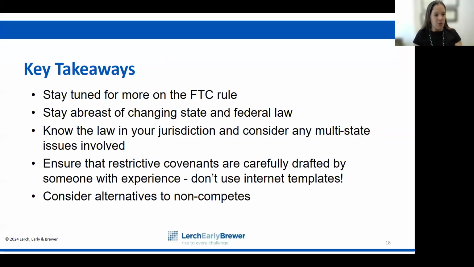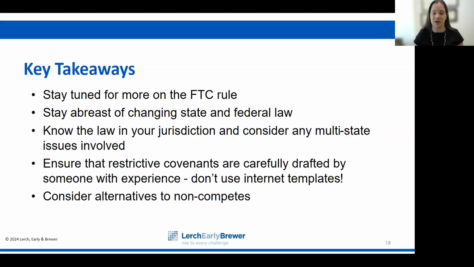So as far as the key takeaways and items we want to be focused on before we move to questions, obviously stay tuned for more on the FTC rules. Stay abreast of both the changing federal law and changing state law, and know the law in the jurisdiction, not only where your business is operating, but where the employee is located. We have obviously more and more people who are working remotely. So be sure before you hand someone an agreement in Montana, California, Colorado, that you understand what restrictions might apply in that jurisdiction to the restrictive covenants you might be trying to place in an agreement with that employee who's located there. So it's not just where you and your business are physically located, it's where the employee is going to be working.